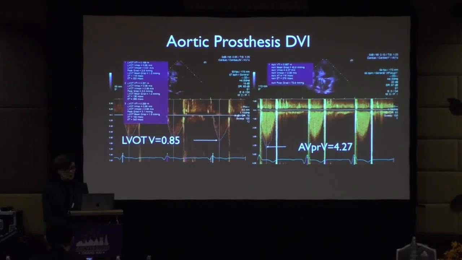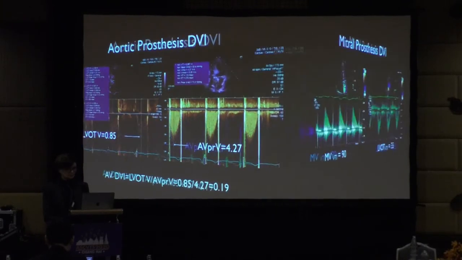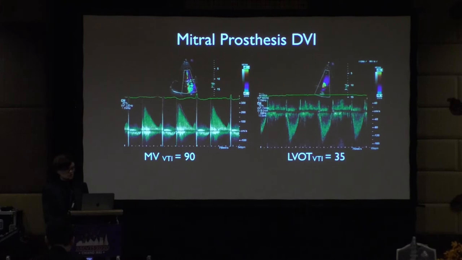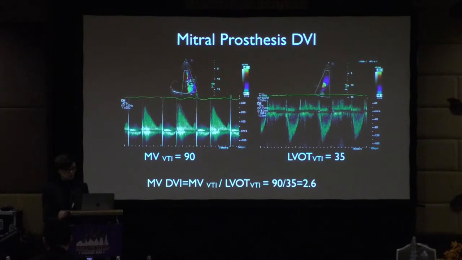So these are the measurements that you require. It's quite simple. So peak velocities for aortic valve prostheses will allow you to calculate a DVI, and this one's abnormal. With mitral valve prostheses, it's a similar concept, except this time instead of using velocities, we use VTIs, and we need to get the mitral valve VTI and the left ventricular outflow tract VTI. And again, we can calculate the mitral valve DVI. Now, in this setting, that particular parameter in the context of the mitral valve tells us if the valve is abnormal, but it doesn't necessarily tell us whether or not the valve is stenotic or leaking, it just tells us it's abnormal.